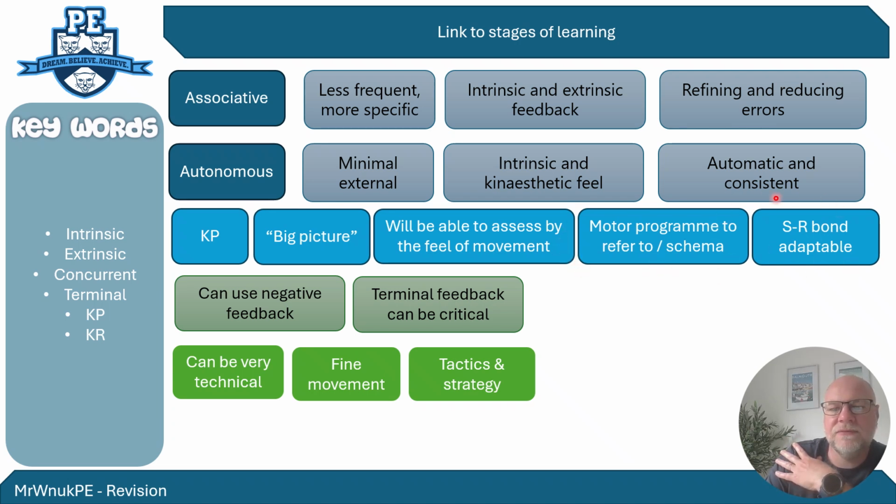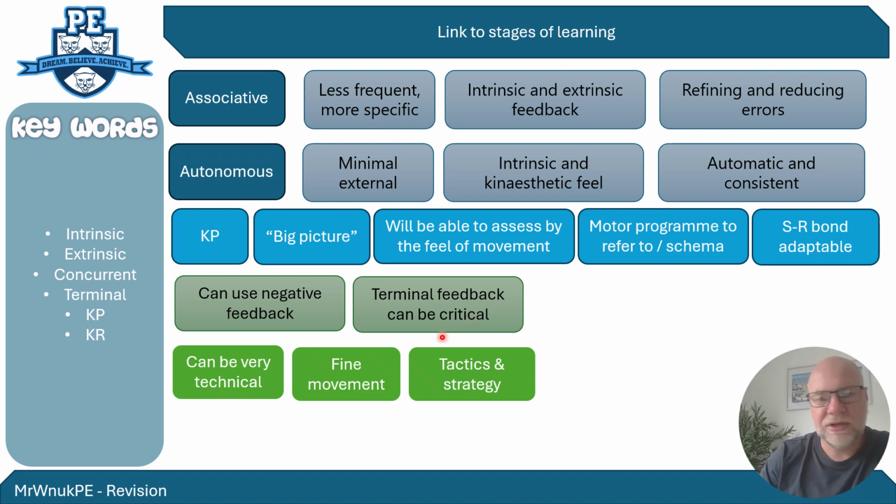Okay, and therefore the SR bond, the stimulus response bond, becomes adaptable at that point, and they can move and adjust their movement patterns and learn new scenarios for their movements. Feedback can be negative at this point, and many elite performers like and value negative feedback. They want to know what they've done wrong. They don't need to know all positives. They like some criticisms, and usually that's terminal.